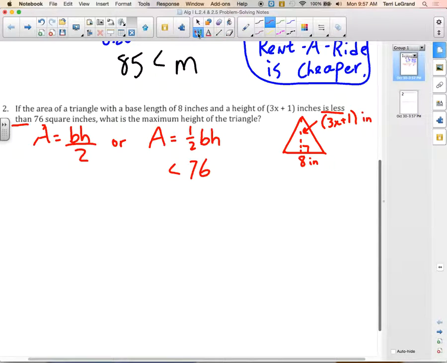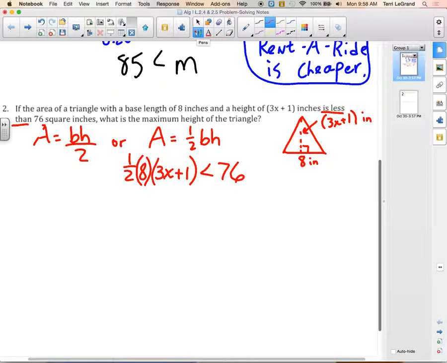So we're going to put in 1/2, and then that 8. And then I didn't give myself very much room here, so I'm going to have to go back and rewrite again. 1/2 times 8 times (3x plus 1) is less than 76.